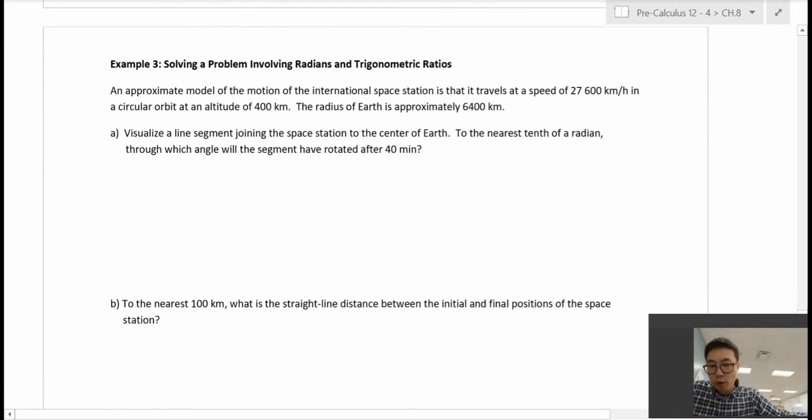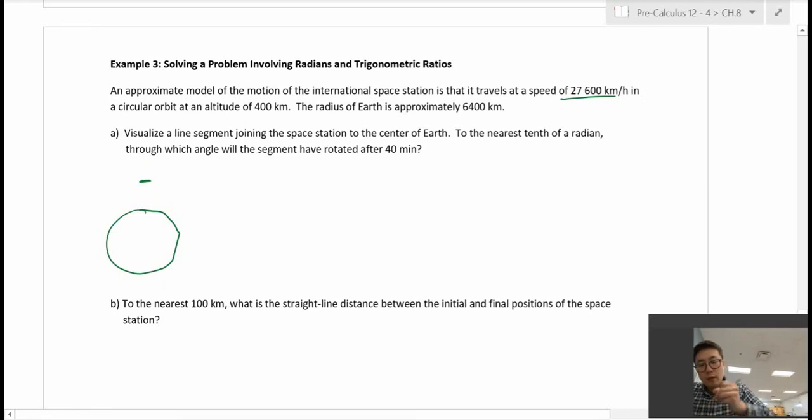It says an approximate model for the motion of the International Space Station is that it travels at a speed of 27,600 kilometers per hour in a circular orbit at an altitude of 400 kilometers above the surface of the Earth. The radius of Earth is approximately 6,400 kilometers. So we have the Earth, and we have the space station over here.